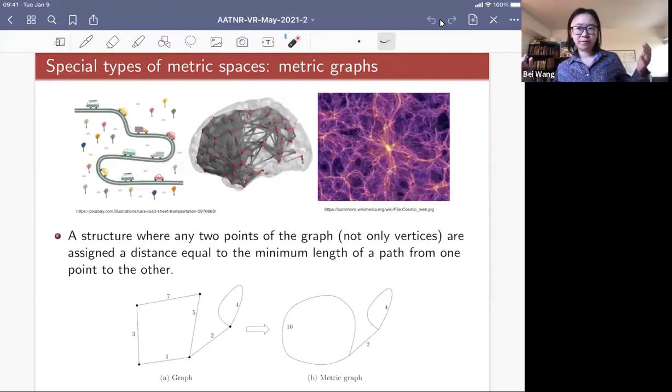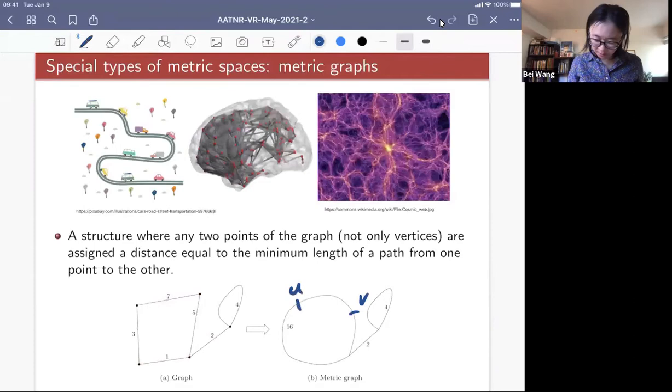To describe what a metric graph is: it's a structure where two points of the graph, not necessarily vertices, are assigned a distance equal to the minimum length of the path from one point to another. The left picture is a classic graph. You have vertices, you have edges, and you have weights or lengths on the edges. But on the right, we turn the picture on the left into a metric graph, where for every pair of points, their distance is essentially the minimum distance between them. So if I have a point u here and a point v here, their distance is equal to the minimum length of the path going from one to the other. That's a special type of metric graph that's going to benefit from the results I describe today.